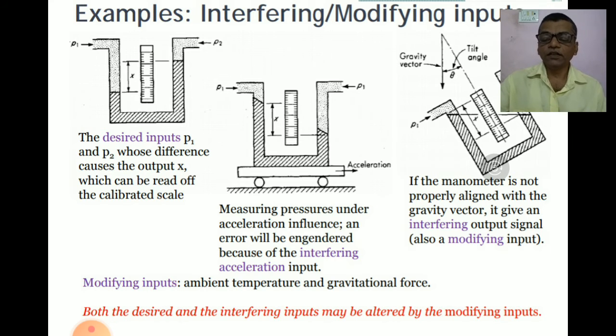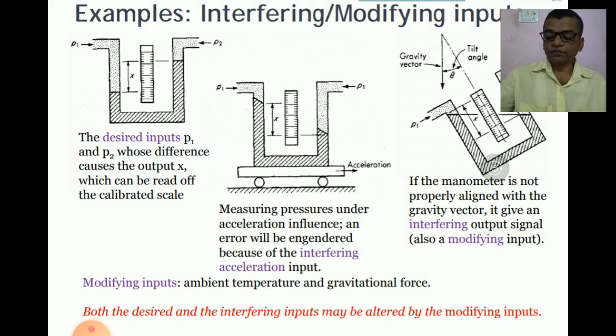In the above figure, the manometer is placed on a vehicle that is accelerating. You can see it in the slide. So there is a manometer that is subjected to acceleration. Although the pressures at the two ends of the manometer are equal, a differential pressure is created on account of acceleration, and therefore the scale indicates the reading X. Thus, acceleration acts as an interfering input.